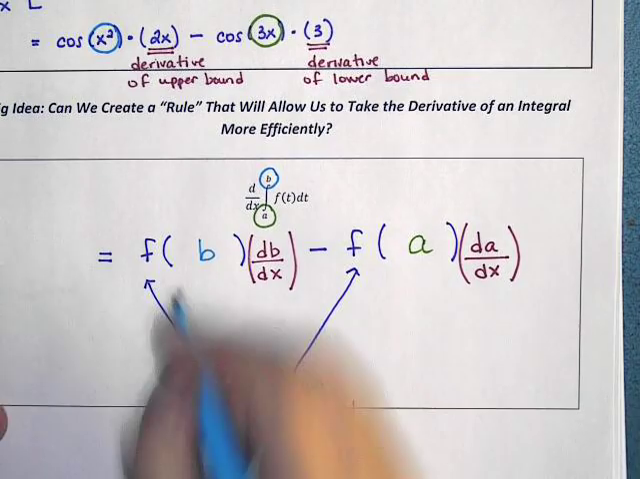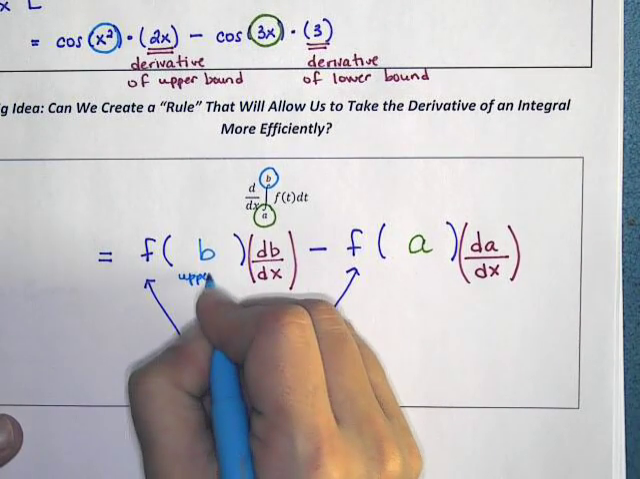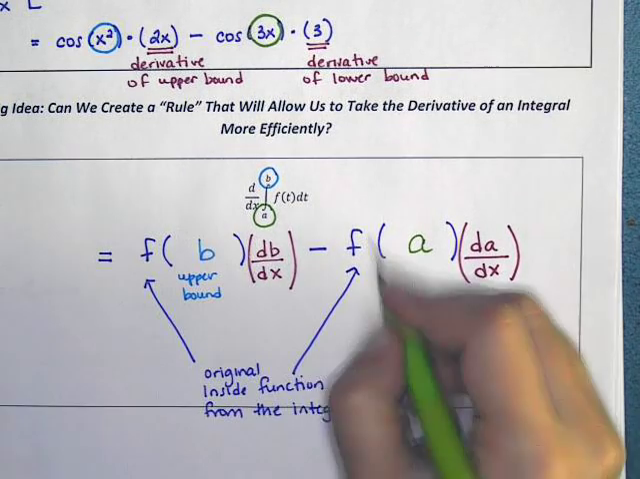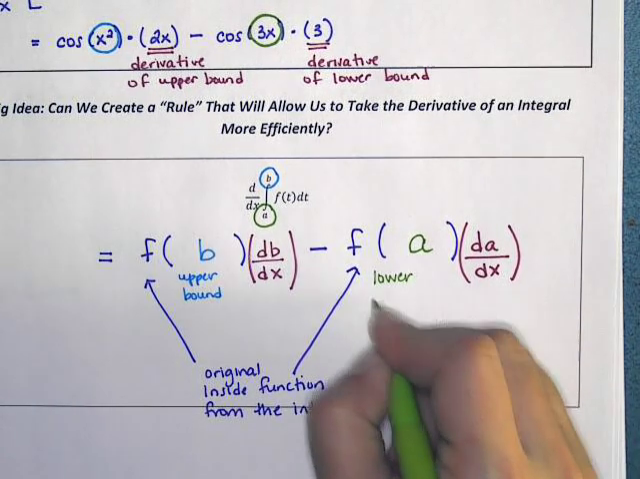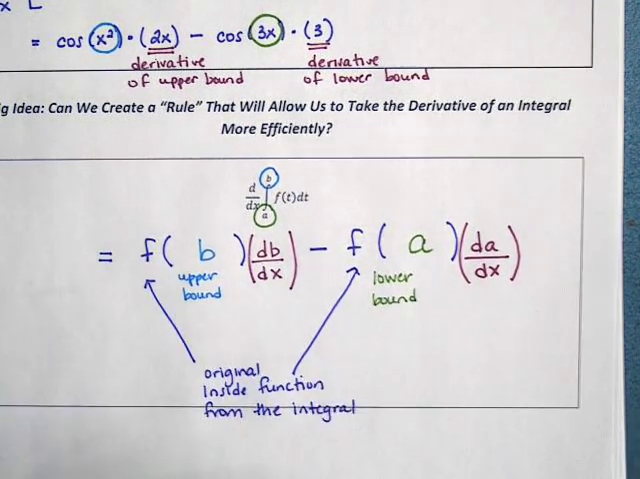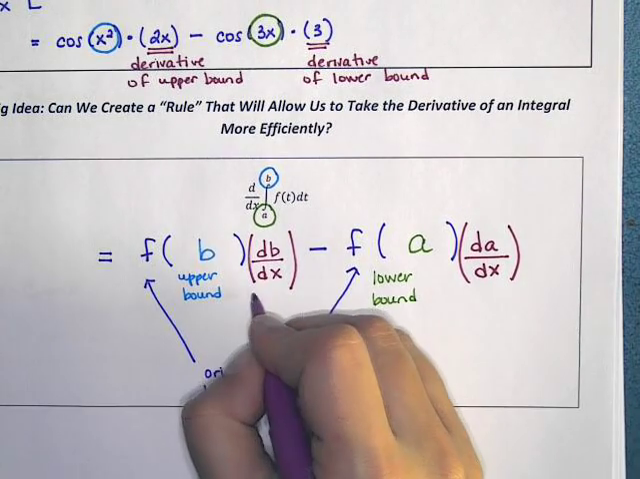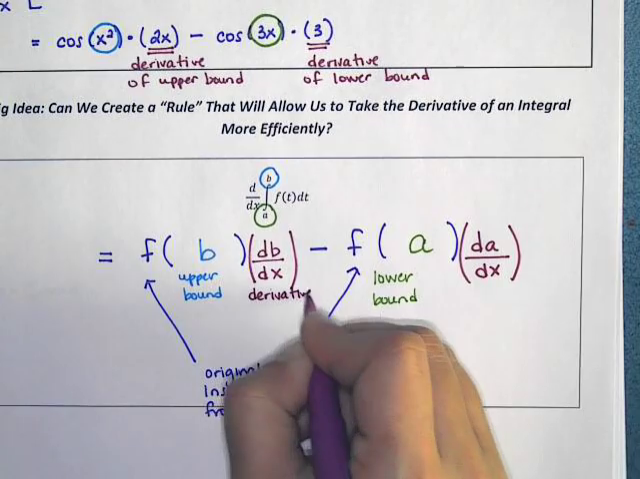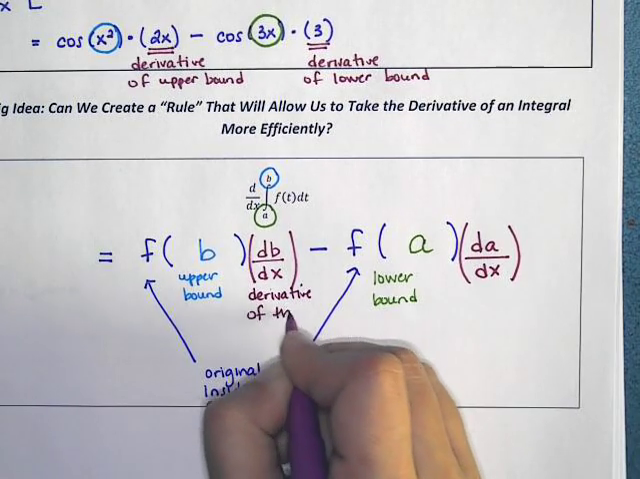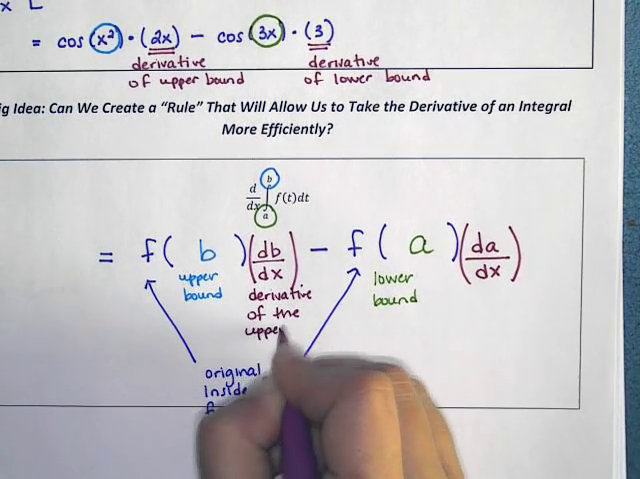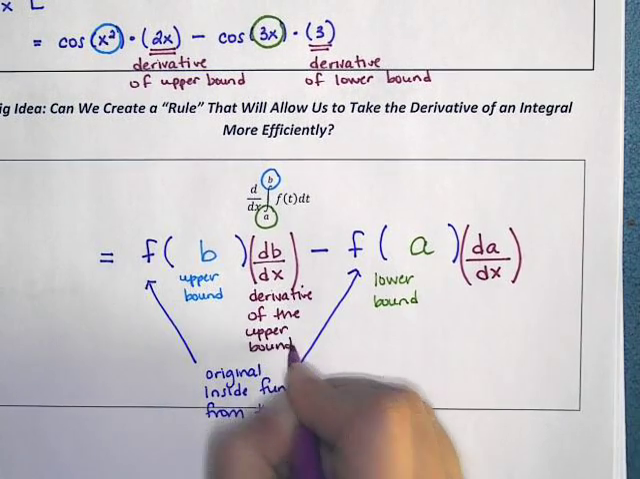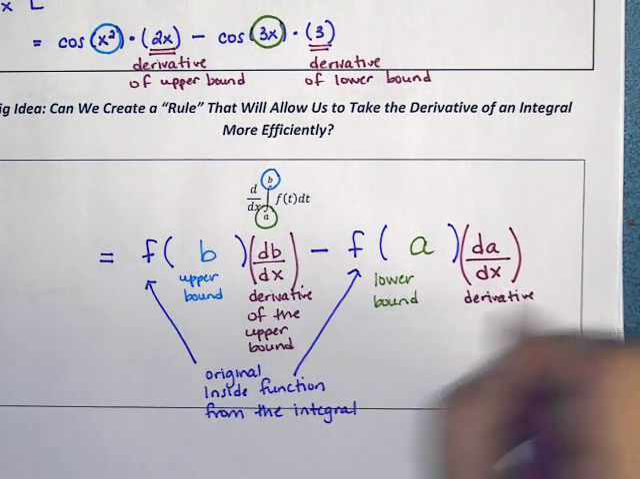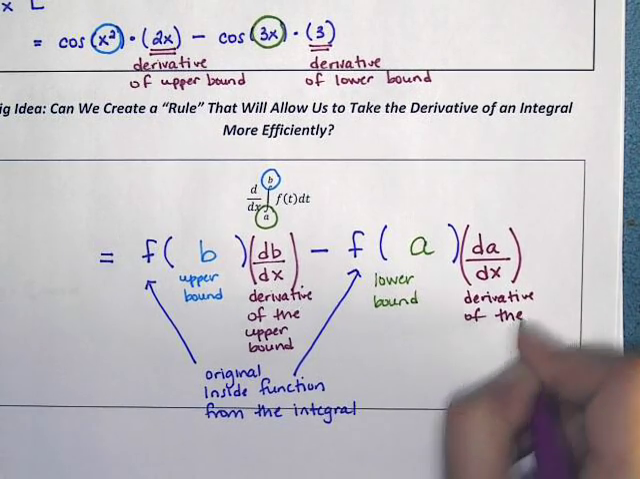This right here is the upper bound. And this right here is the lower bound. This right here is the derivative of the upper bound. And this guy right here is the derivative of the lower bound.